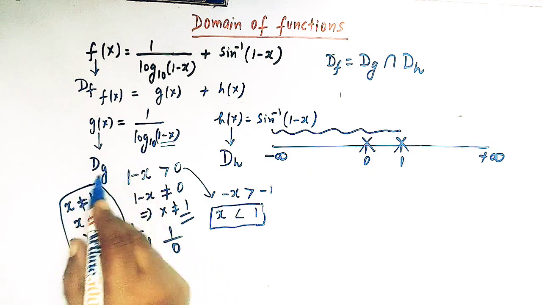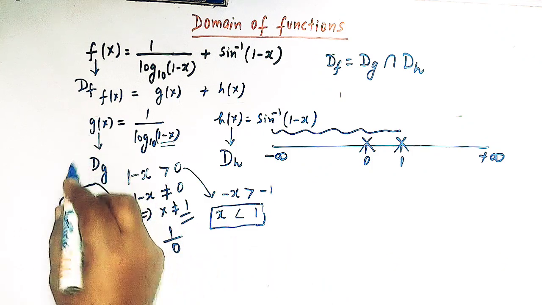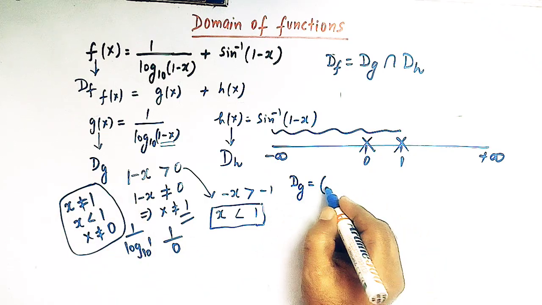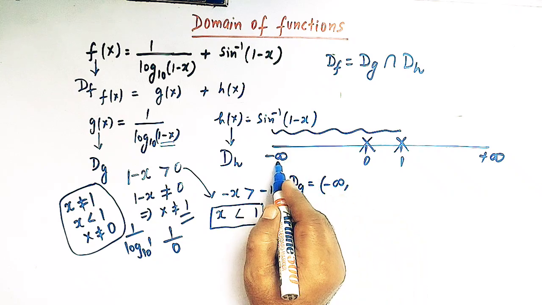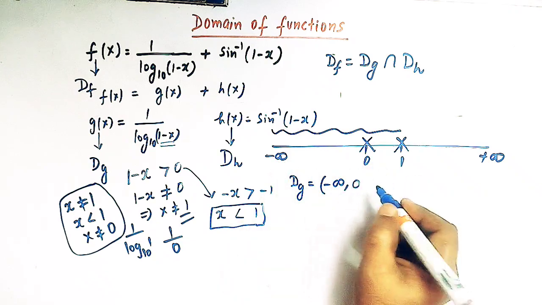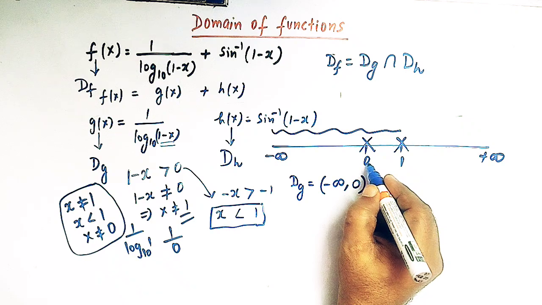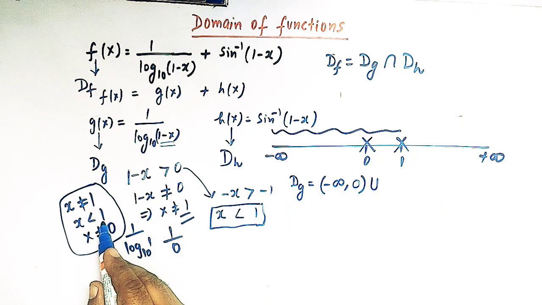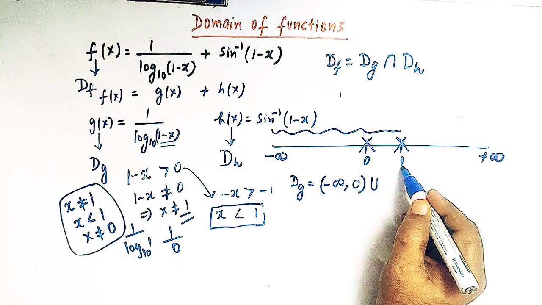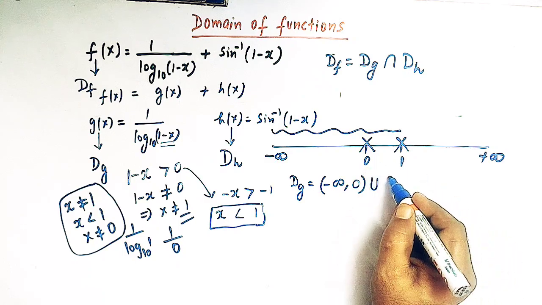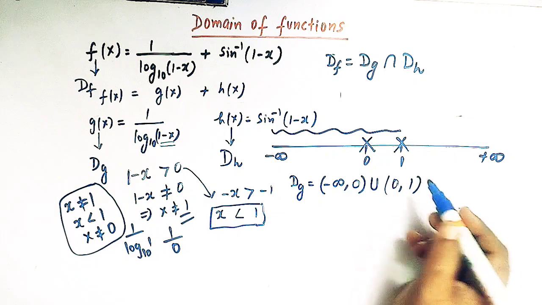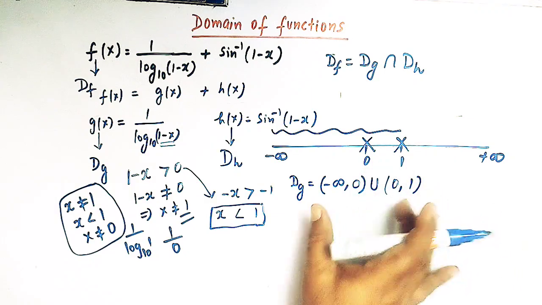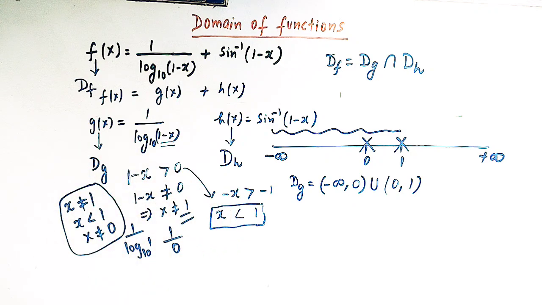So now the domain of this function g of x can be written as Dg, given by the interval. First we go from minus infinity to 0. So here 0 is not included, and then we take the union because x is less than 1, so we have to go up to 1, right? And then we write here 0 to 1, and both these points are also not included. So this is the domain of this function g of x.